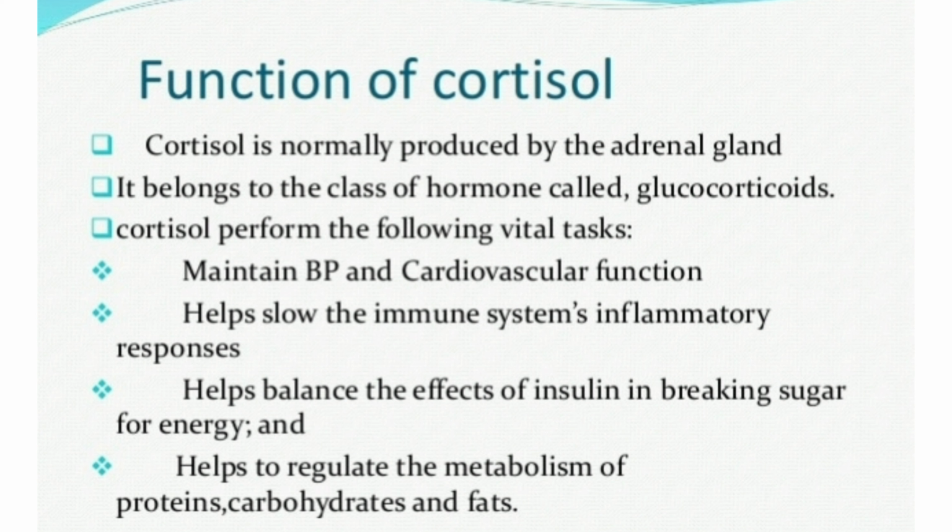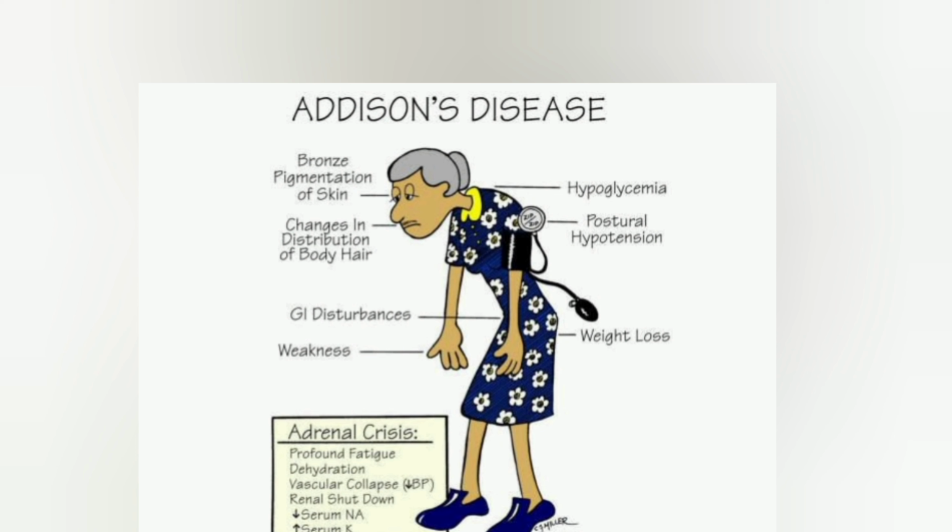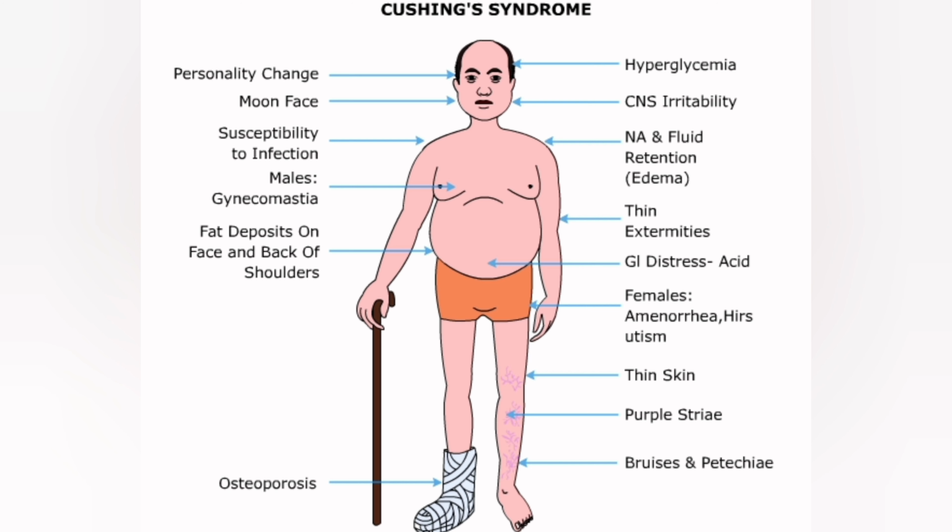What happens when there is a deficiency of mineralocorticoid? It leads to Addison's disease. There is another disease called Cushing's syndrome, which is due to the excess of cortisol.